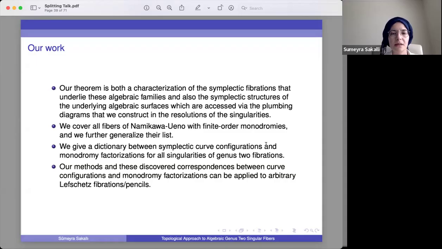And our methods and these discovered correspondences between curve configurations and monodromy factorizations, you can apply them to any arbitrary Lefschetz fibrations and pencils. So our method is a general approach, and it works for any type of Lefschetz fibrations and pencils. Even at the beginning, it doesn't have to be Lefschetz. You can start with any type of singularity, and by using our method, you can perturb them, deform them into Lefschetz fibrations, and then again, by using our methods, you can compute their monodromy factorizations.